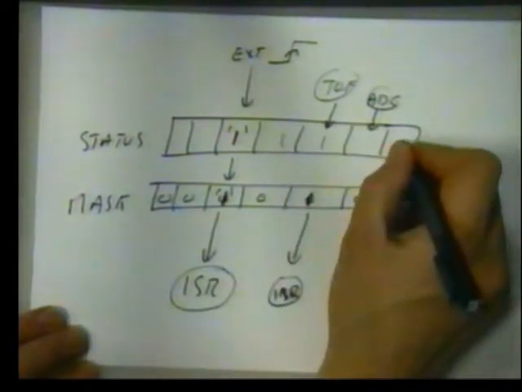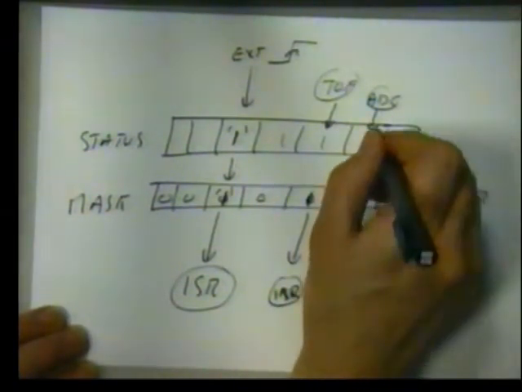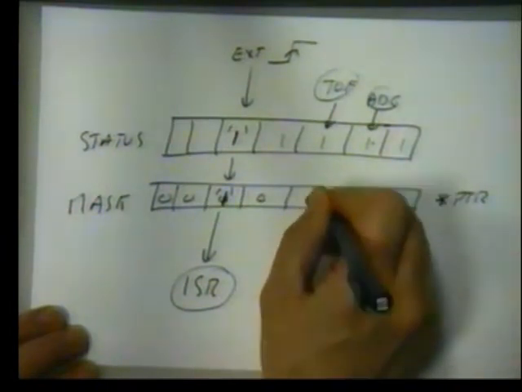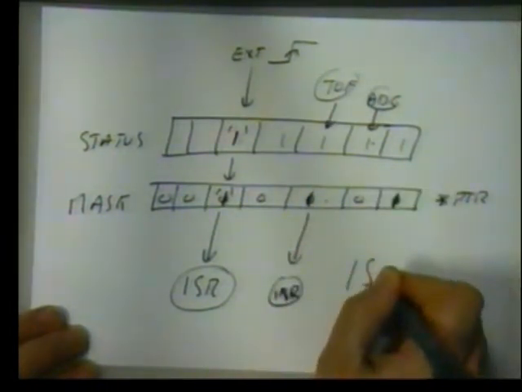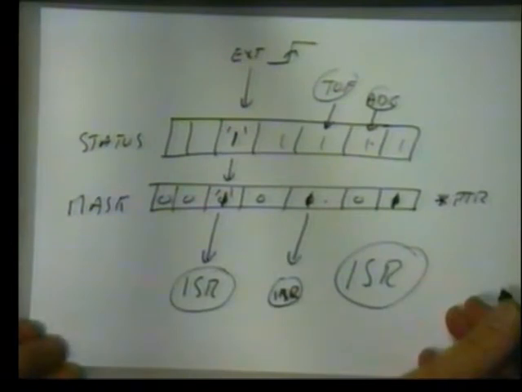And when they occur, only if both the status is true and the mask is true will the ISR be called when you implement the actual interrupt service routine. So that's how you can control which ones you want. Now there's some other features here.